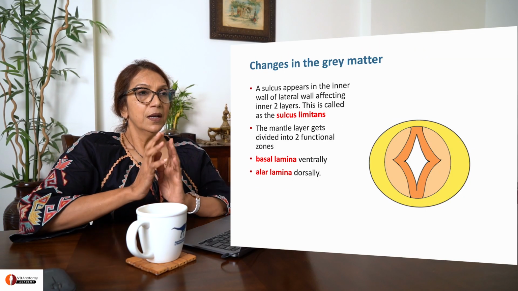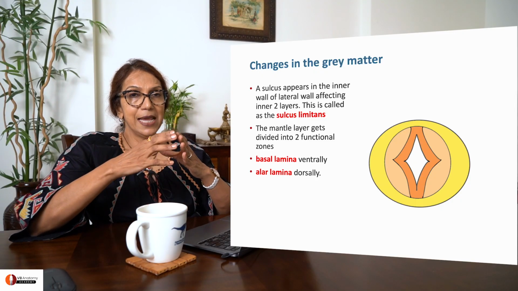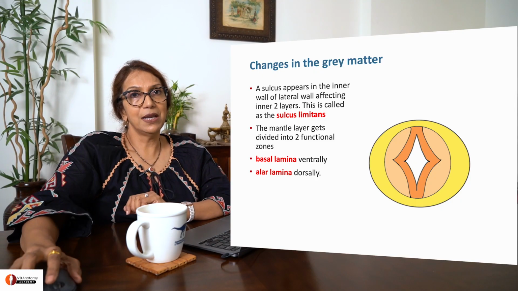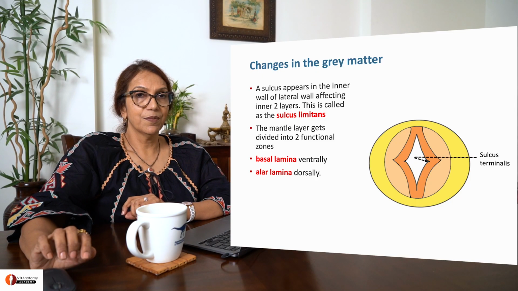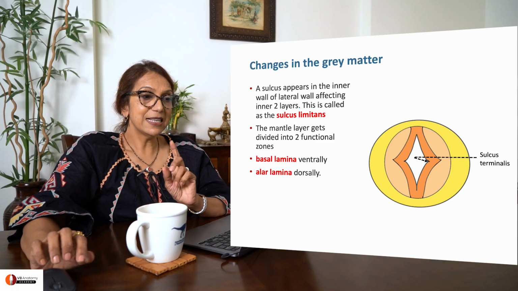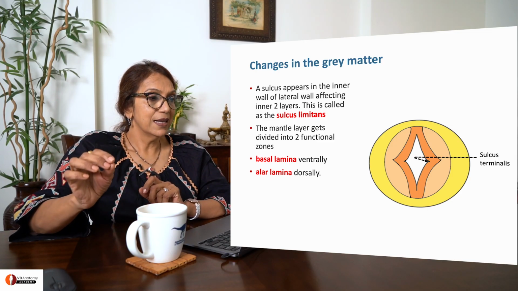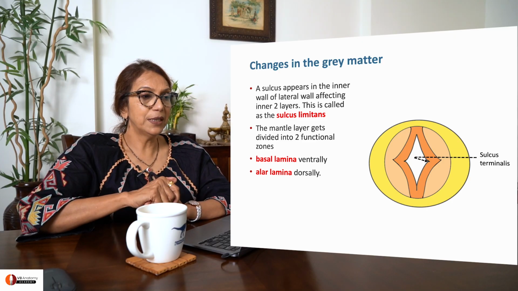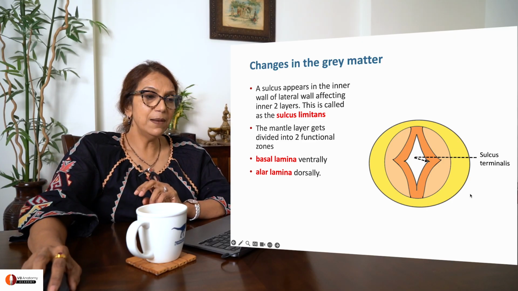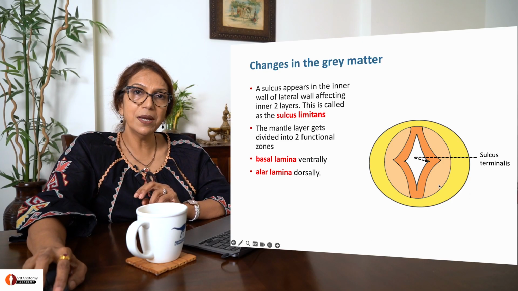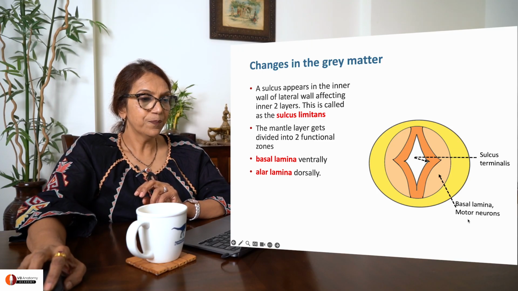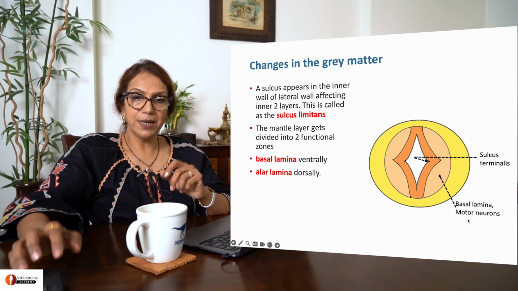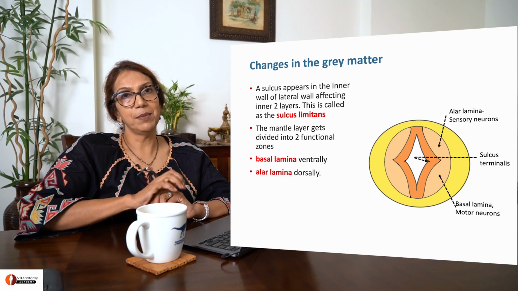Meanwhile, within the ependymal layer, a sulcus develops. This sulcus is called the sulcus limitans. This sulcus helps to divide the surrounding mantle zone into the ventral basal lamina and the dorsal alar lamina.